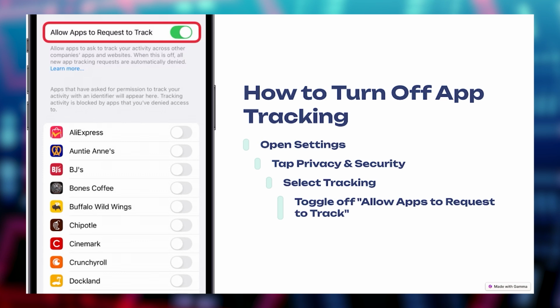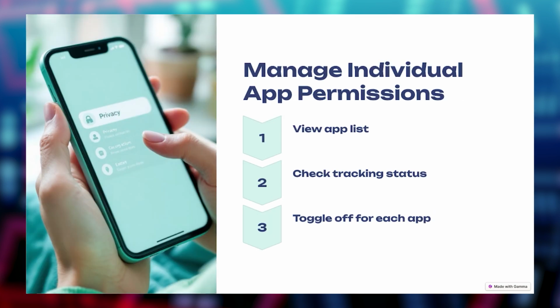So you see all of that there. So you just toggle. You want it to be gray. You don't want it to be green or turned on. Depending on how many apps you have, it may take some time to do this, but it'll be well worth it. And then you want to make sure you manage individual app permissions, view the app list, check the tracking status, toggle off for each app. Very important.